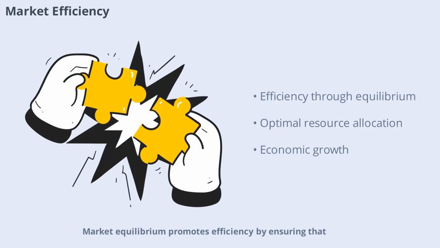Market equilibrium promotes efficiency by ensuring that goods are produced and consumed at optimal levels. When supply matches demand, resources are not wasted, and consumers get what they need at fair prices.